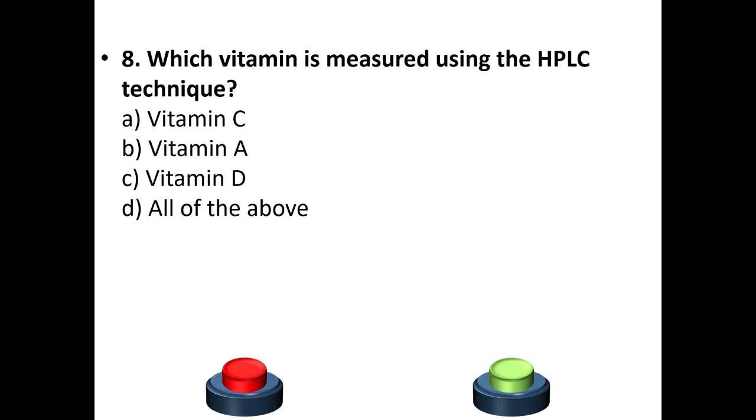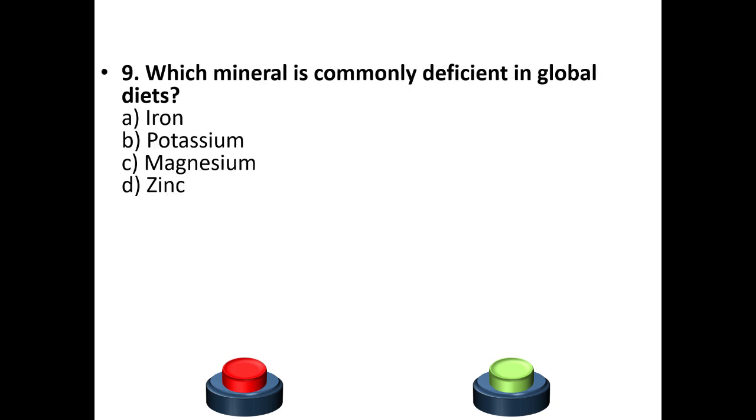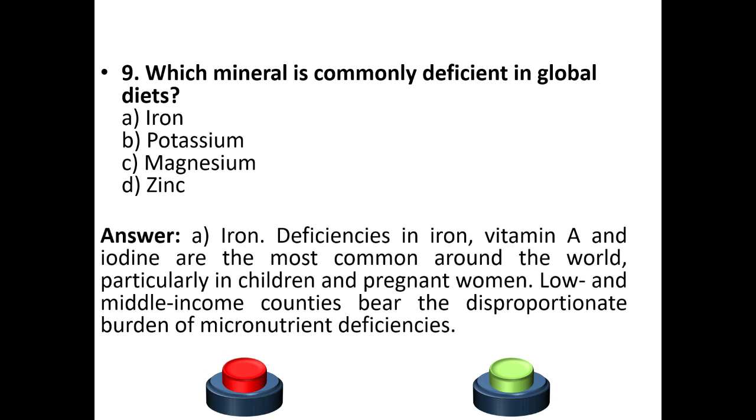Eighth question, which vitamin is measured using the HPLC technique? Vitamin C, vitamin A, vitamin D, all of the above. Which is the answer? Your answer is all of the above. Ninth question, which mineral is commonly deficient in global diets? Iron, potassium, magnesium, zinc. Which is the answer? Your answer is iron, A.